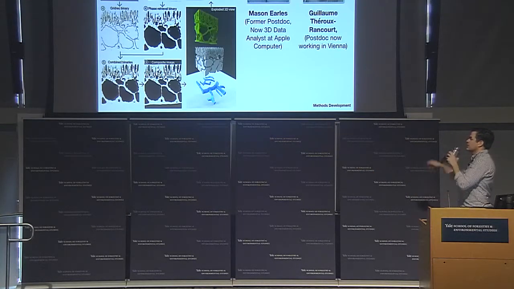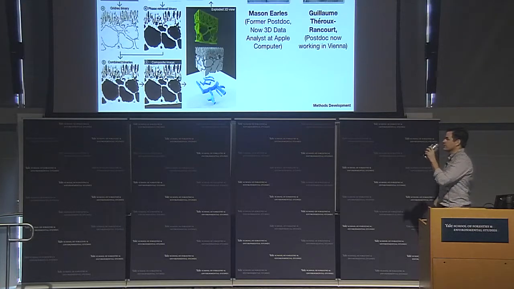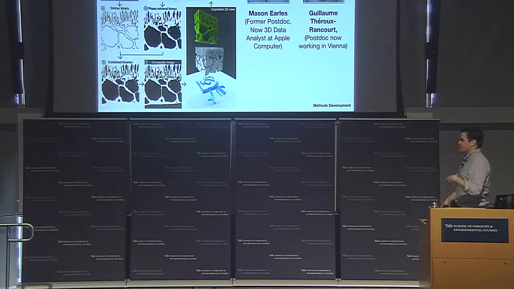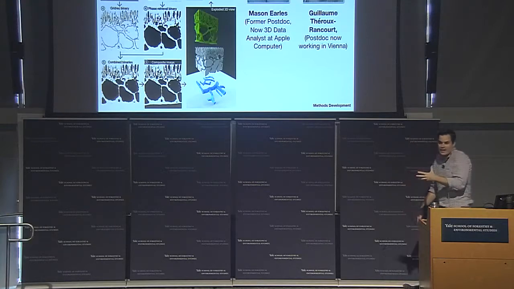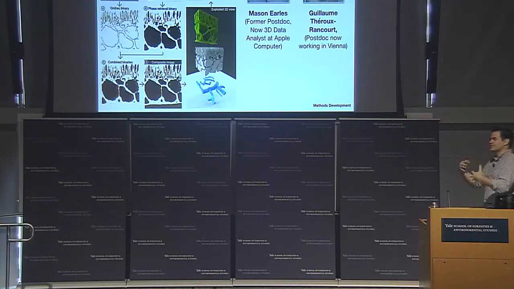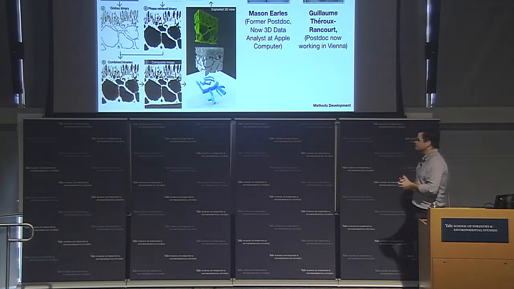And this is something that Guillaume and Mason in particular have been focusing on, figuring out ways to get the computer to do a lot of this work. What's required of us is to basically teach the computer plant anatomy, leaf anatomy, so that it can automatically go through these thousands and thousands of images and pull out what we think are the important parts, and do it in an appropriate way.